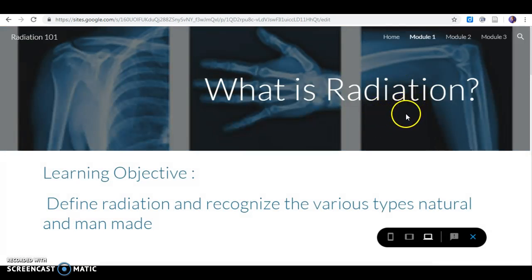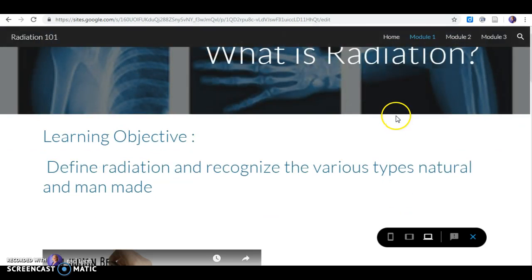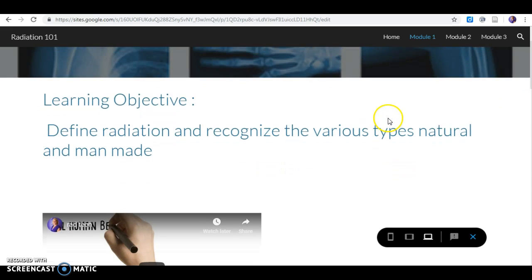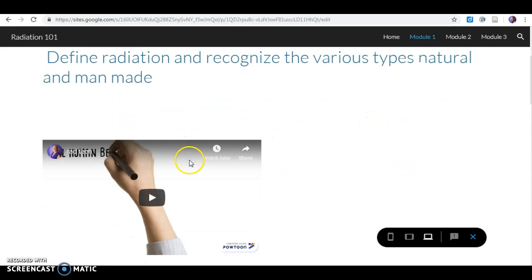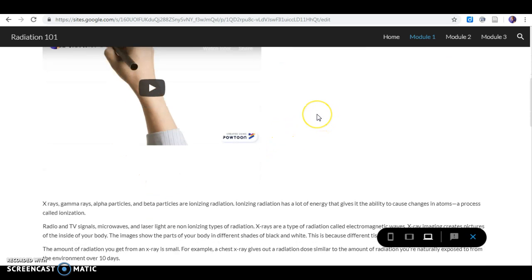In this module, again, you will learn what radiation is. The learning objective is to define radiation and recognize the various types of natural and man-made radiation. My Powtoon depicts the different types of radiation, how they're man-made, and there is natural radiation that we're all exposed to on a yearly basis, and how our yearly dose is 6.3 millisieverts.